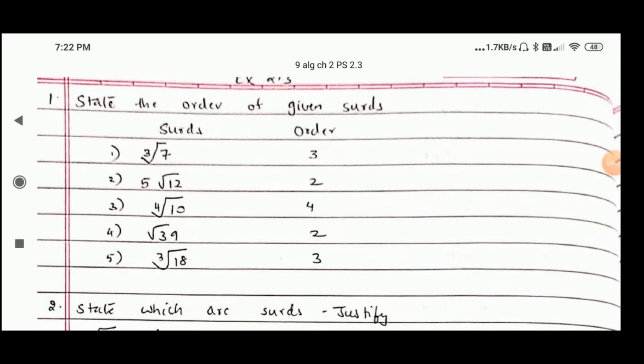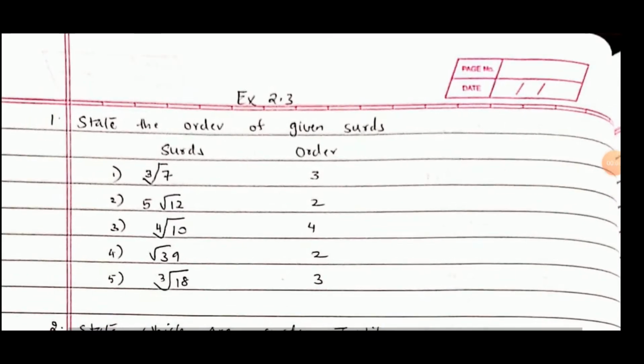Now let us see practice set 2.3. Now state the order of the given sets. Now first one is cube root of 7. Cube root of 7, the order is 3.